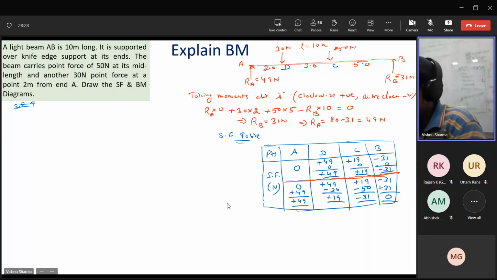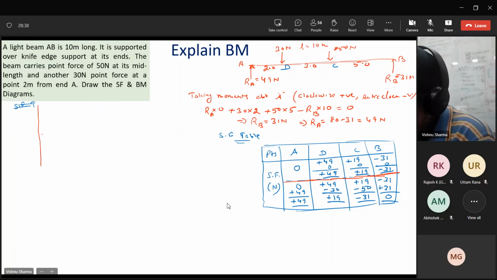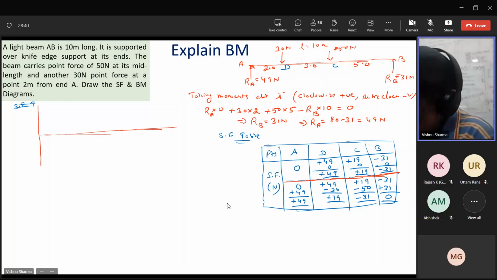Okay. Now based on this table, I'll make the shearing force diagram. I make the diagram like this. I have a requirement down below also. So I have this beam, I have this point A, I take a suitable scale, 2 meters from here, whatever scale I take, I mark D.